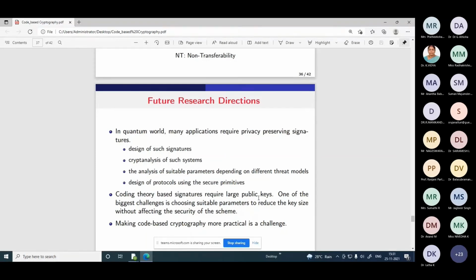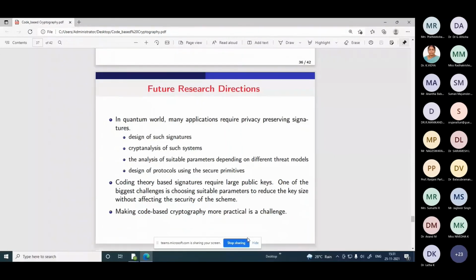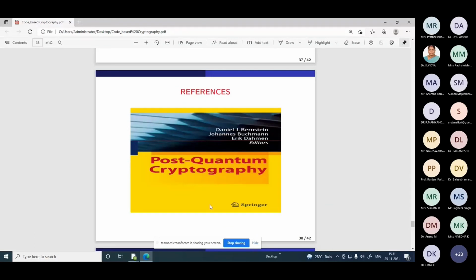Another way of research is you can find a suitable code which has fast encoding and decoding. So the morning session and this afternoon session are taken from this. Most of the concepts are taken from Post-Quantum Cryptography by Bernstein and Buchmann, right?